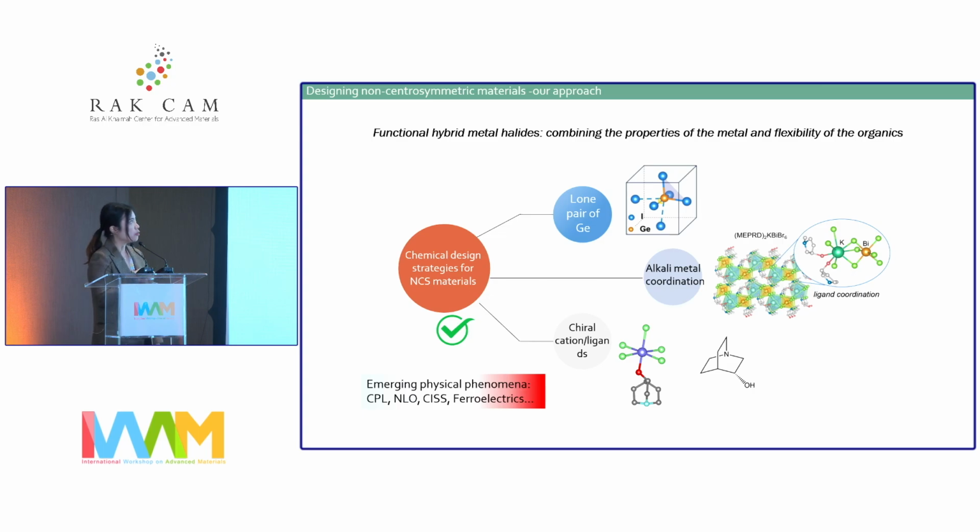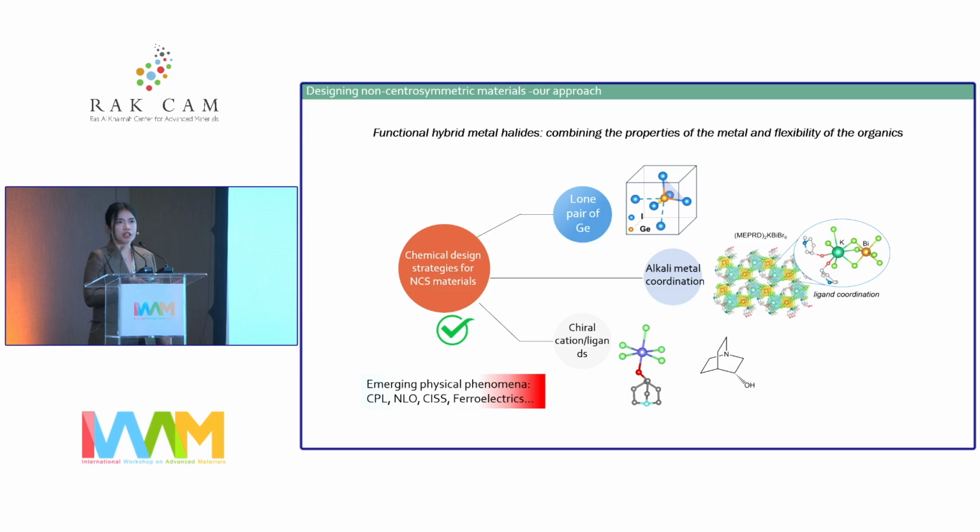So here we are working on three systems so far. The germanium perovskite, which is a special family of perovskite materials, has a very active lone pair so that it can induce a non-centrosymmetric space group at room temperature. And then we can also use the alkaline metals to form these coordination structures that break down the symmetry with the organic cation ligands.